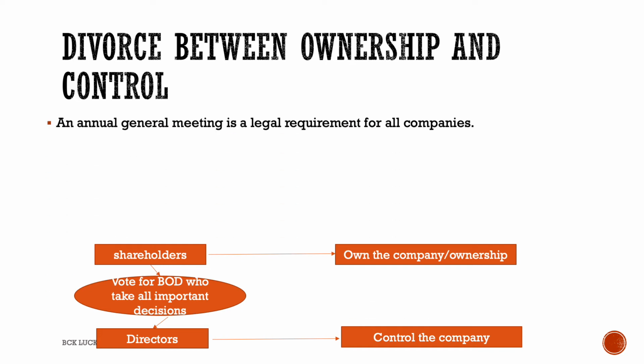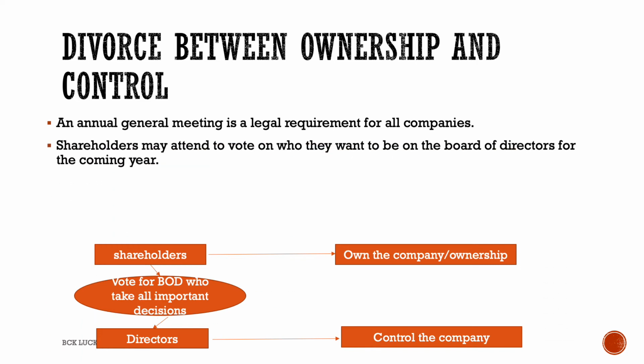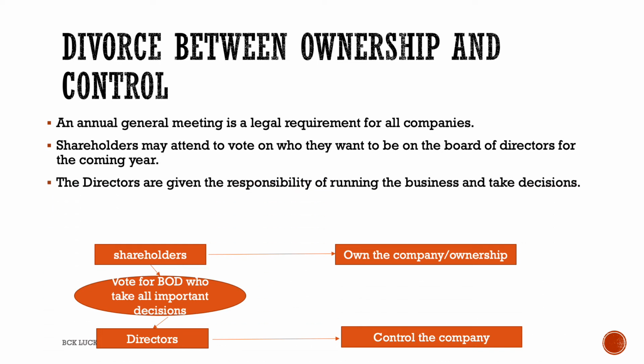Therefore, an annual general meeting is held. The annual general meeting is a legal requirement for all companies. Shareholders may attend the AGM to vote on who they want to be on the board of directors for the coming year. The directors are given the responsibility of running the business and taking decisions.